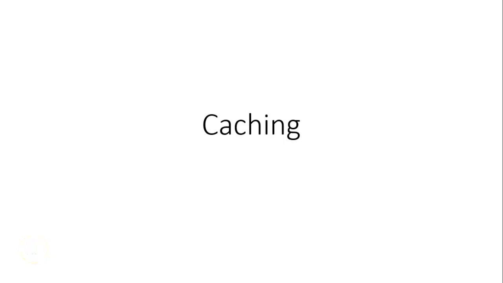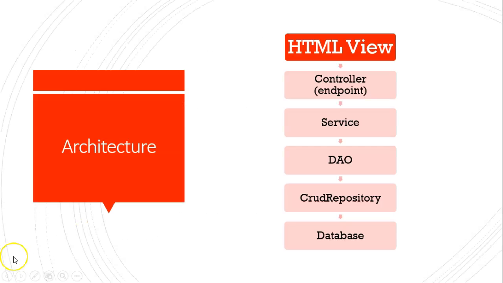In this video, we're going to explore caching in Spring Boot using a simple example. One thing we want to think about is where is the optimal place to put a cache. And here I have an architecture that we'd often see in a Spring Boot microservices application, where we have some kind of HTML view, and then under that we have an endpoint that's defined in a controller.